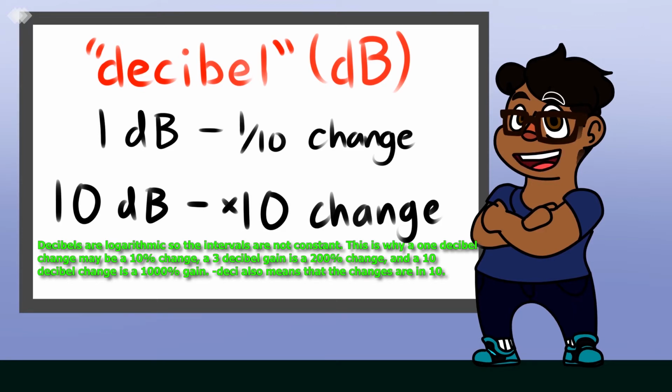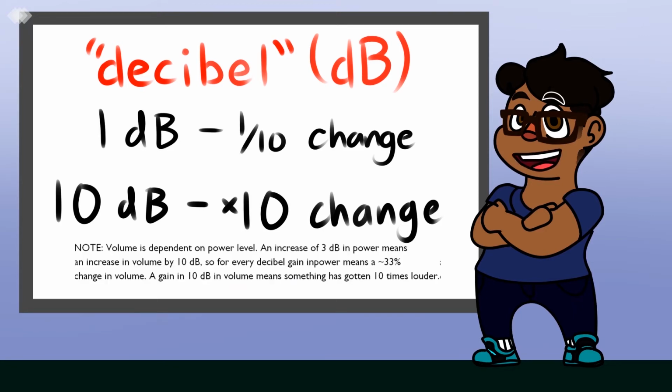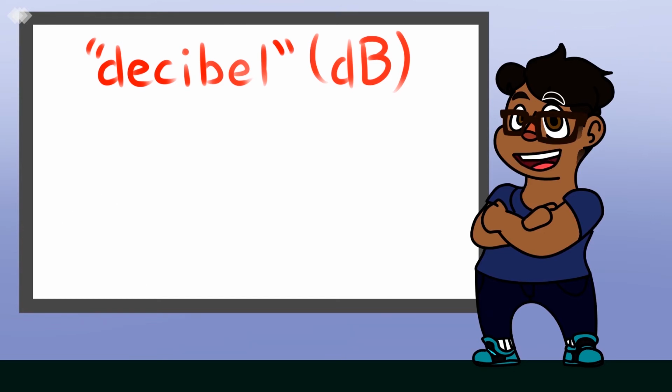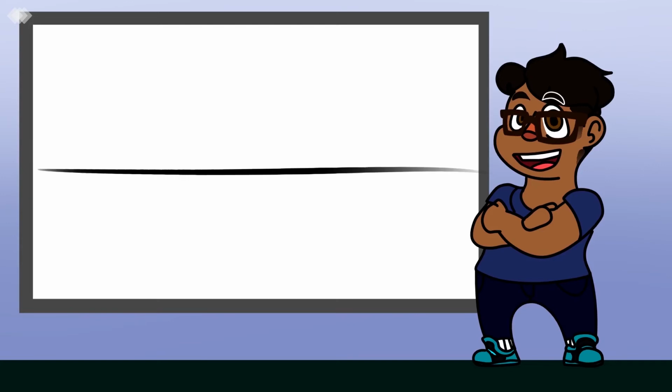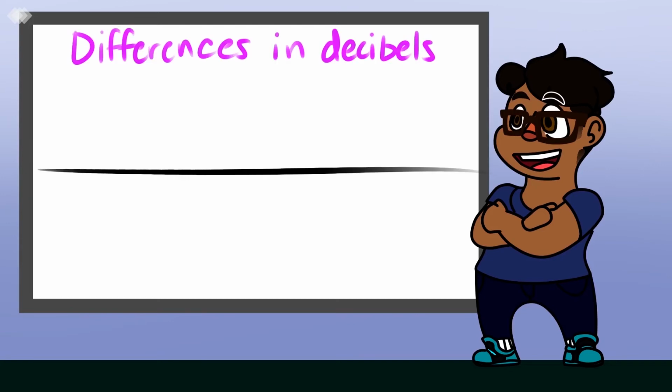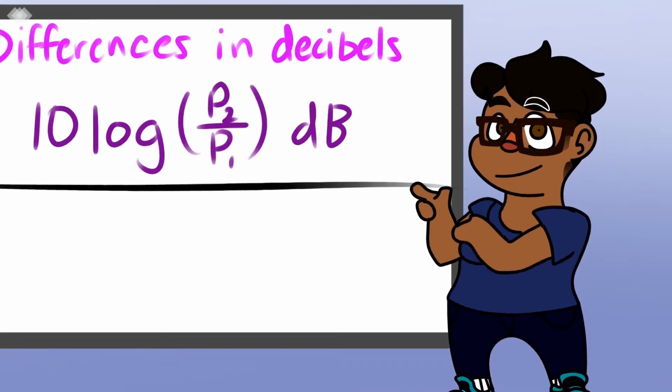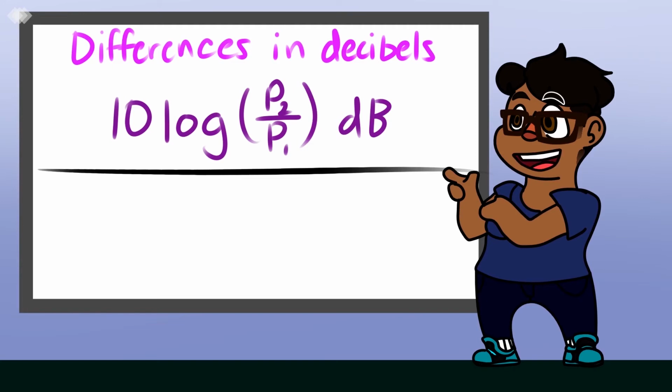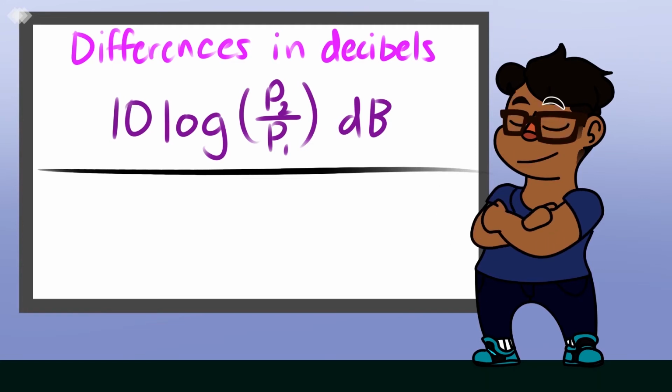But from this point on, I'll be only talking about sound intensity. Decibel values depend on how far, loud, and fast the sound is traveling. The equation to use to calculate differences in decibels is 10 log P2 over P1. P is equal to power, with P1 representing your reference sound power, and P2 representing the actual power compared to your reference. And your answer is how loud a sound is in the current situation.